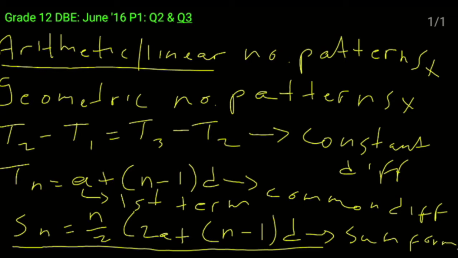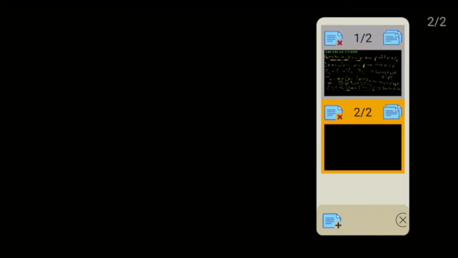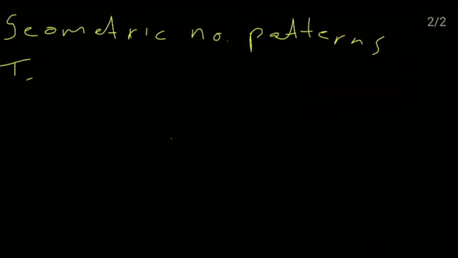These are the two formulas which are based on linear number patterns. Now looking at geometric number patterns, the ratio is normally denoted or described as T3 over T2 equals T2 over T1.